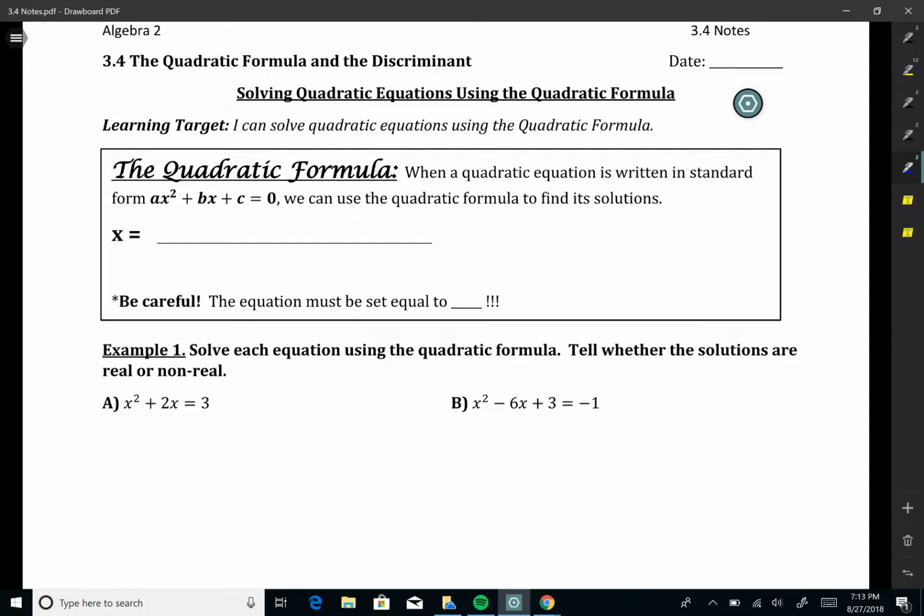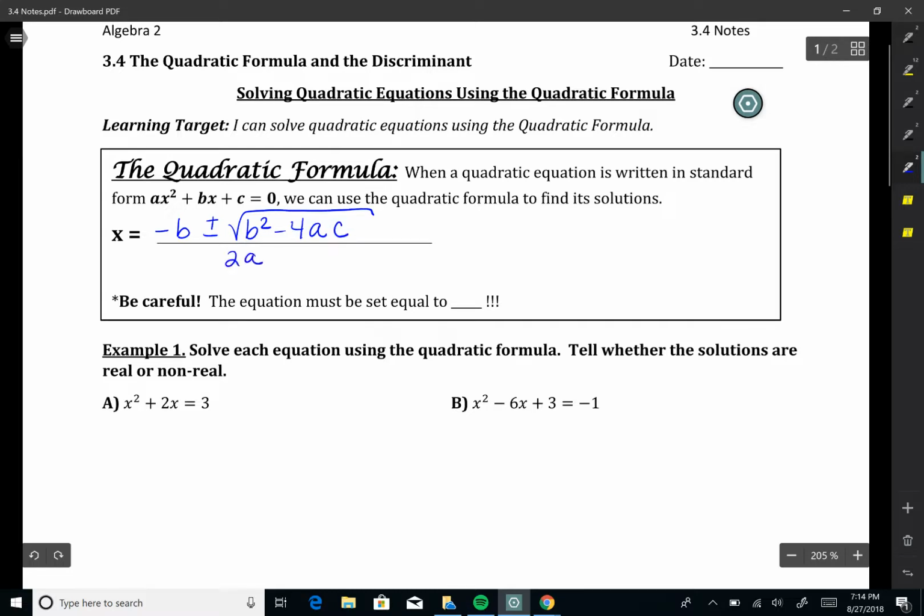The quadratic formula we can use when your equation is written in standard form. So that's ax squared plus bx plus c equals 0. So we have to be able to identify a, b, and c because your formula is this. X equals the opposite of b, or negative b, plus or minus the square root of the expression b squared minus 4 times a times c, and that's all divided by 2 times a.